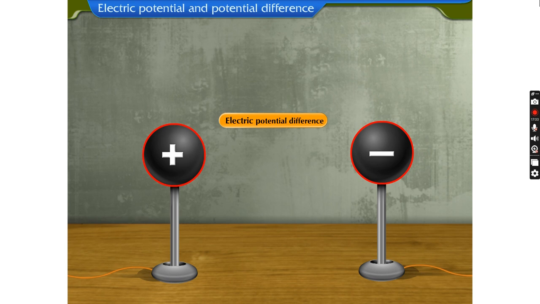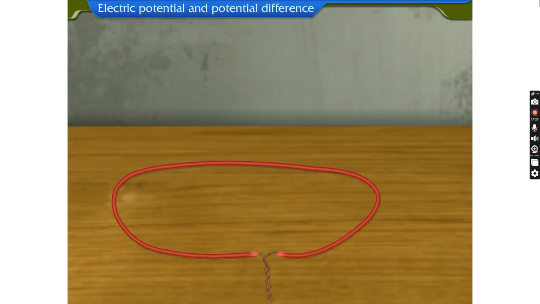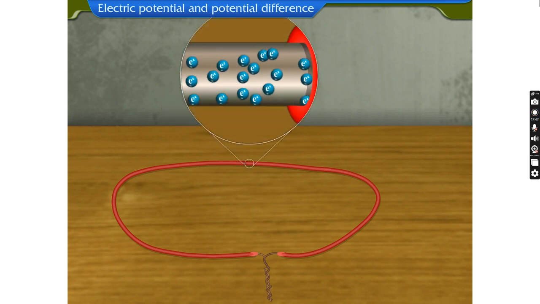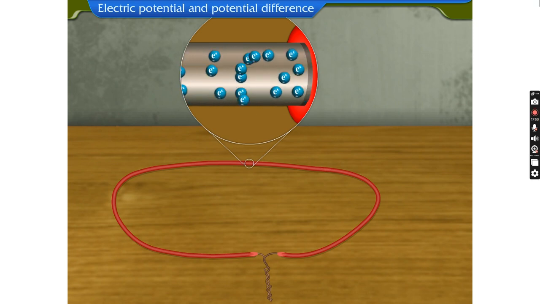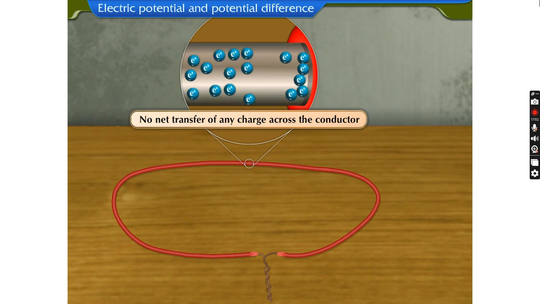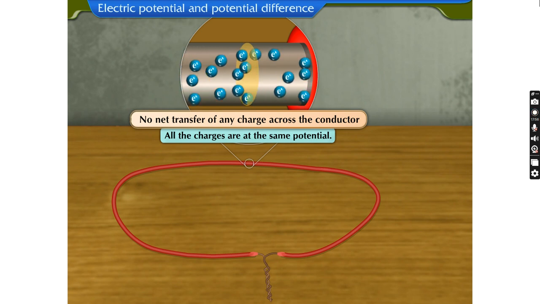To elaborate this concept, let us consider a copper wire connected in the form of a loop. Is there any current flowing in the wire? No. Can you guess why? This is because charges move in random directions such that there is no net transfer of any charge across the conductor. Here, all the charges are at the same potential.